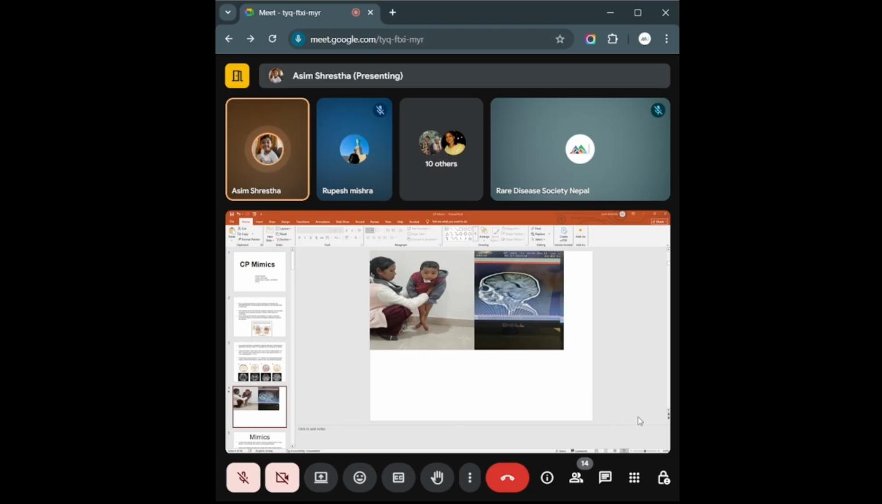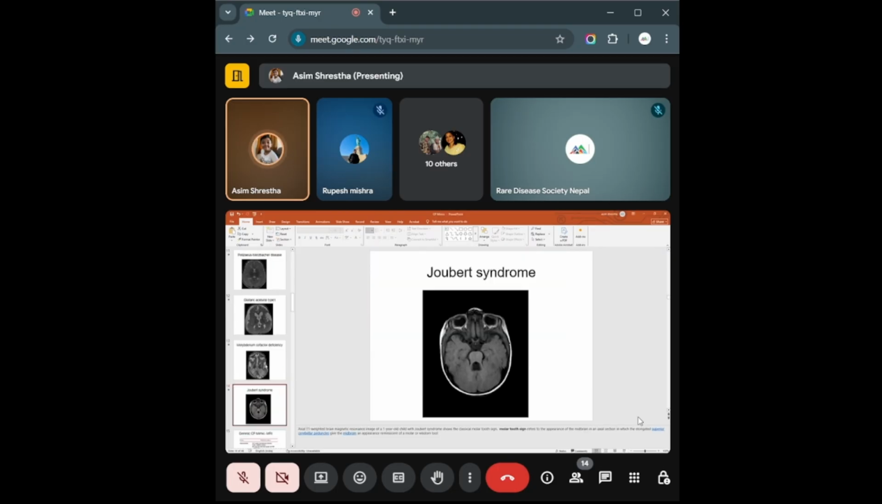Then this is the T1 image showing that there is a typical molar tooth sign that is called when there is brainstem malformation. You can see the molar tooth-like appearance in MRI brain in T1 image. So this is typical of Joubert syndrome. These patients usually present with developmental delay, hypotonia, ataxia, eye movement abnormalities, and you do the MRI brain, you see the typical molar tooth sign. So this is suggestive of Joubert syndrome. So this is not cerebral palsy.